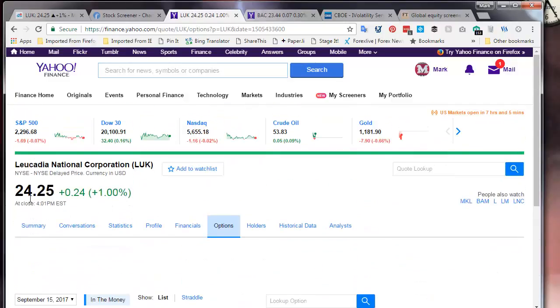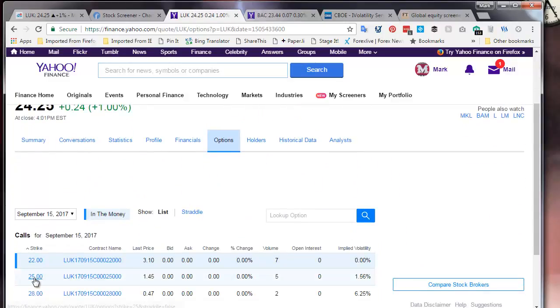Remember, the current price was 24.25, so I'll look for an option one strike out of the money, so I can buy at 25. I quite like that because the current price is reasonably close to that strike, and for which I will have to pay $1.45. So let's remember those 3 numbers. We've got 24.25, a strike of 25 and an option premium of $1.45.